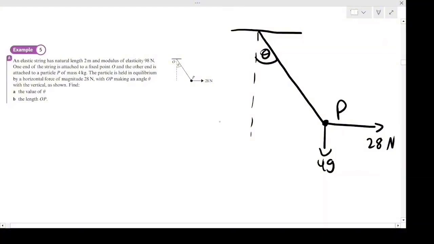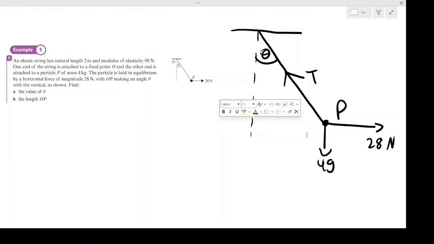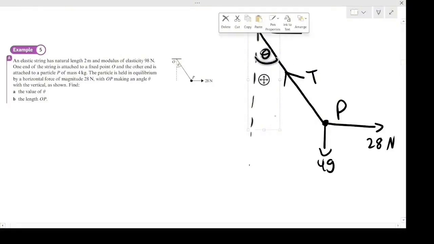Now, again, this is my string. And so as you can imagine, the particle here is stretching the string like this. It's stretching the string down, which means the tension in the string will then have to act up it. So my tension here, T, acts up the string because the string is being stretched down. Hopefully you can see that, right? So those are my forces. But the tension force is at an angle, which means we're going to need to split it horizontally and vertically.